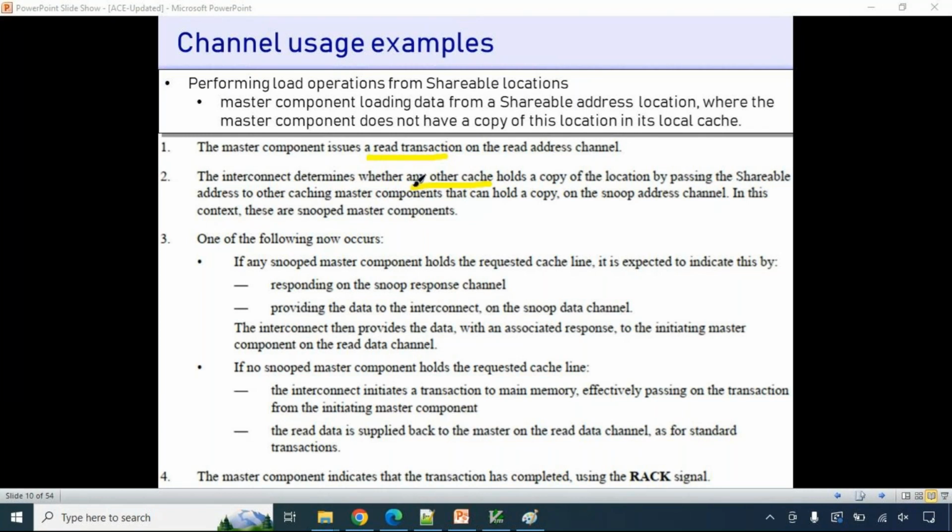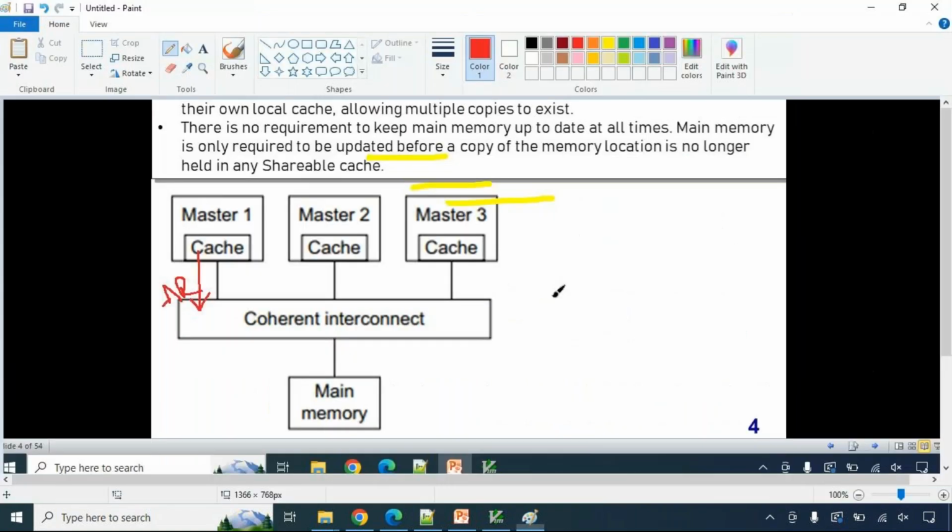Now what will the interconnect do? Interconnect determines whether any other cache holds the copy of the location by passing the shareable address to other caching master components. It will send information that this is the address for which read is being performed, to those that can hold the copy. See, it is possible that this location we are trying to access, 0x100, may be present here, right? So if that is present here, it is checking.